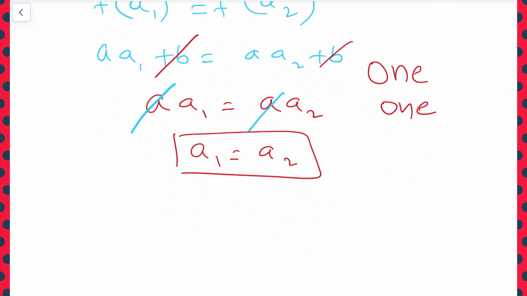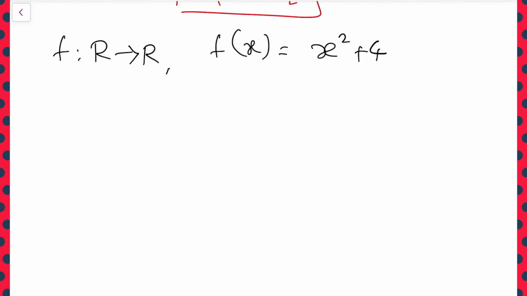Okay, let us take one more example to check whether it is a surjection or not. f is a function defined from R to R, and it is defined by f of x is equal to x square plus 4. Here x square is there, means we can conclude easily this is not one-one because he clearly mentioned that it is a function from R to R.